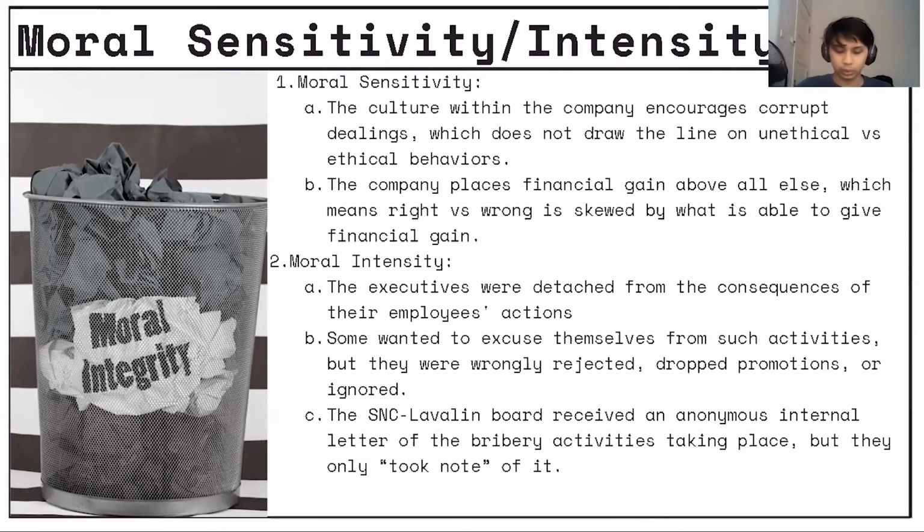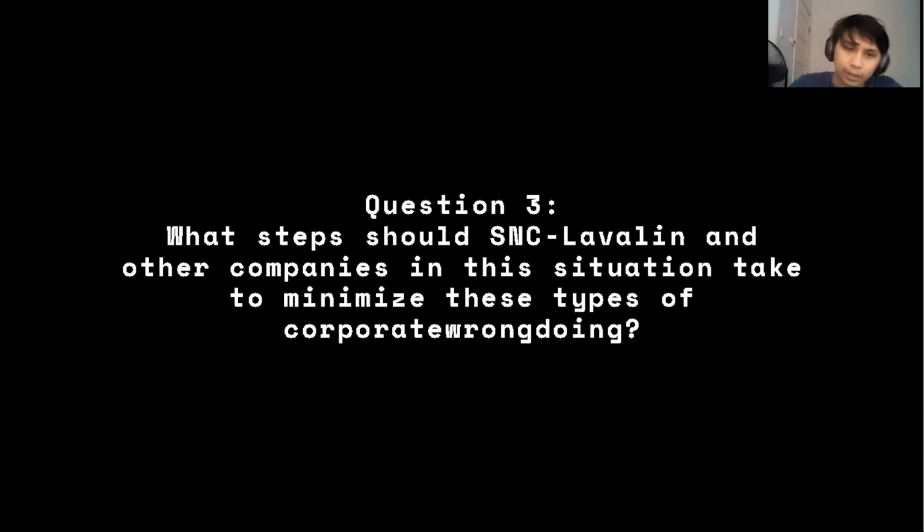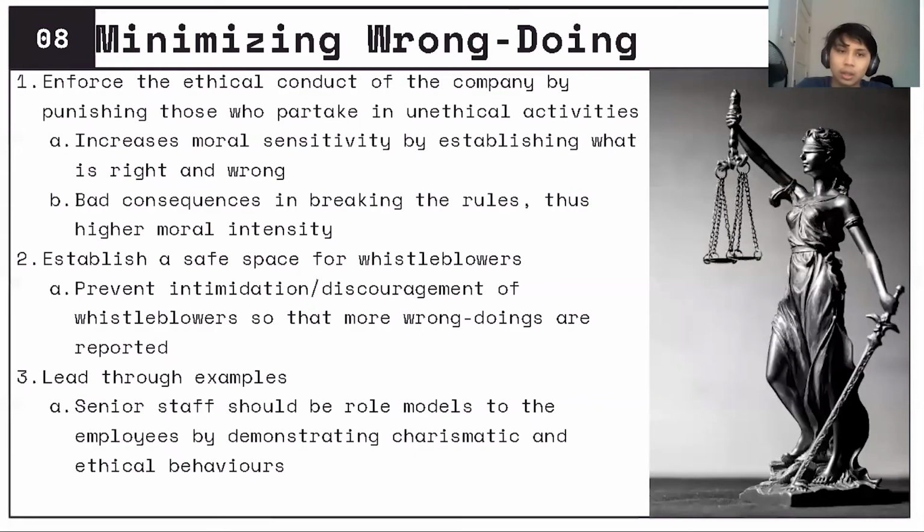Moving on. The third question is, what steps should SNC-Lavalin and other companies in this situation take to minimize these types of corporate wrongdoing? So, minimizing wrongdoing, there are three ways to do so. Firstly, there should be a strong enforcement of ethical conduct. That is, the company should punish and clearly distinguish what is ethical and what is unethical.